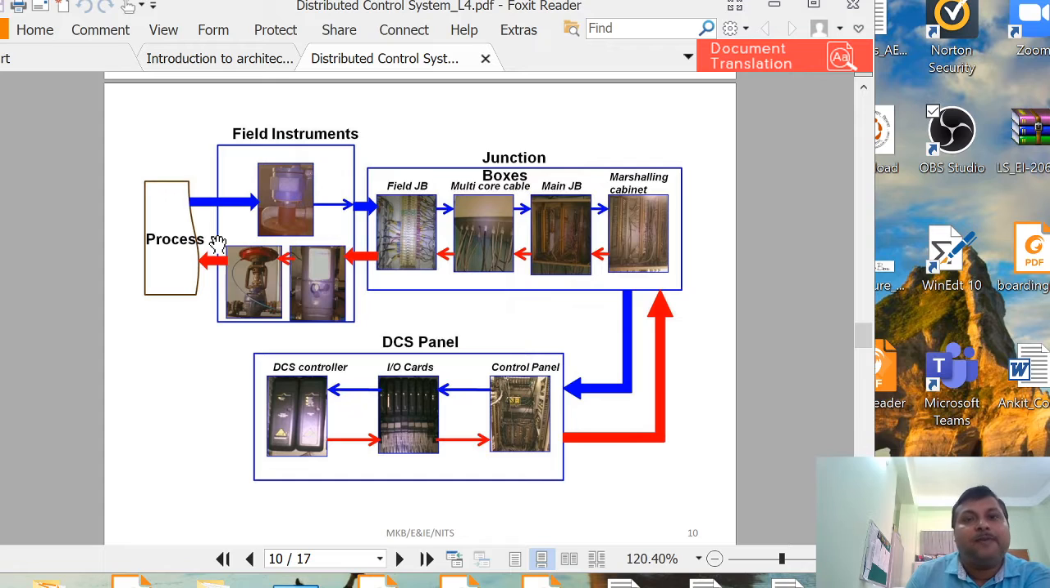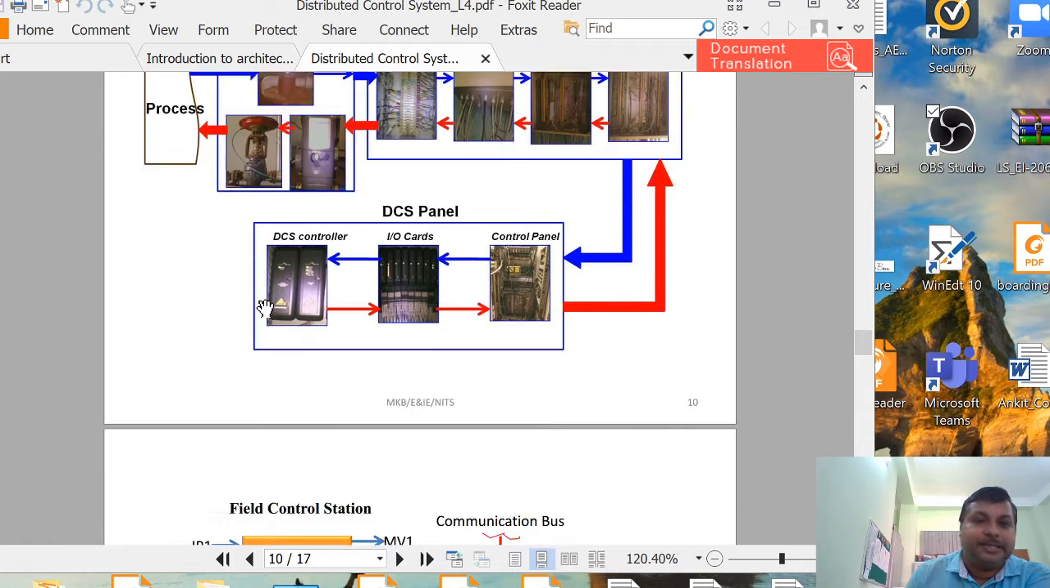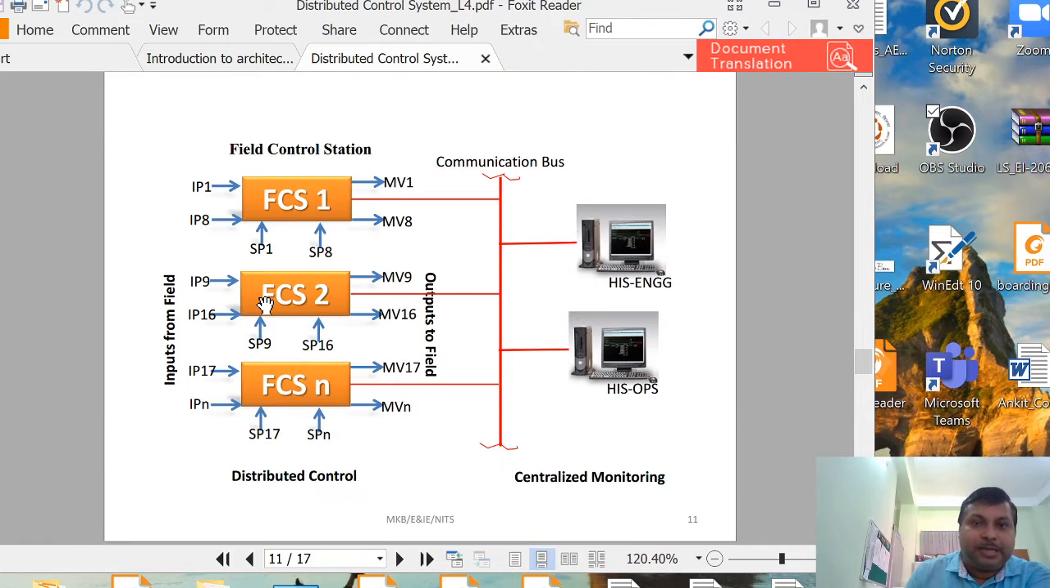So this is the signal flow, and the hardware is related with the DCS. Now another way it has been shown is how the control is distributed, but it is monitored centrally. So inputs from the fields are coming in as a group. The control functions are distributed, where several set points are given.